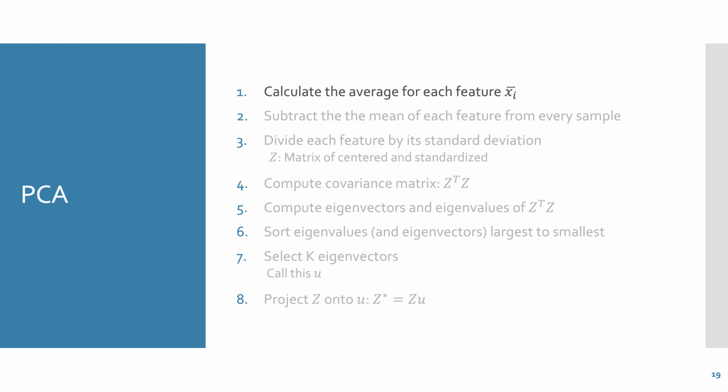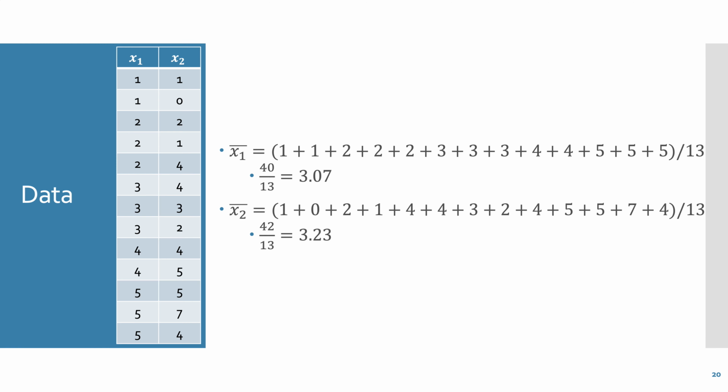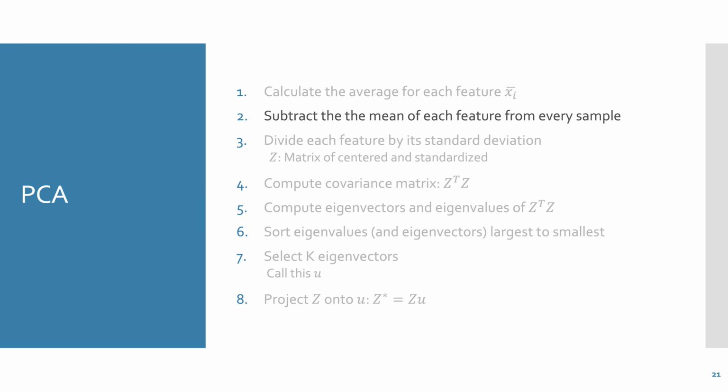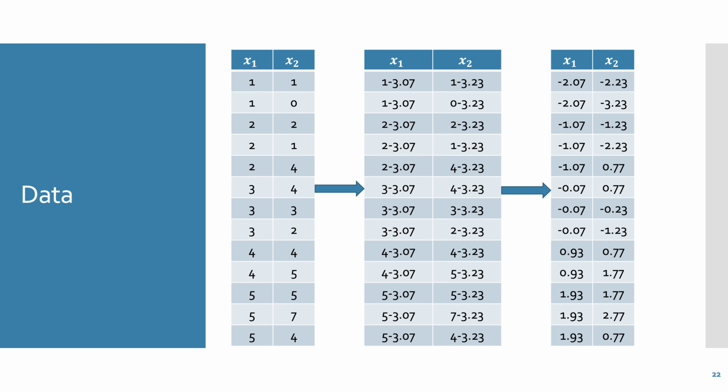First, we need to calculate the average for each feature. We get that the average for x1 is 3.07 and the average for x2 is 3.23. Now we need to subtract the mean of each feature from every sample. And we get this new data on the right.